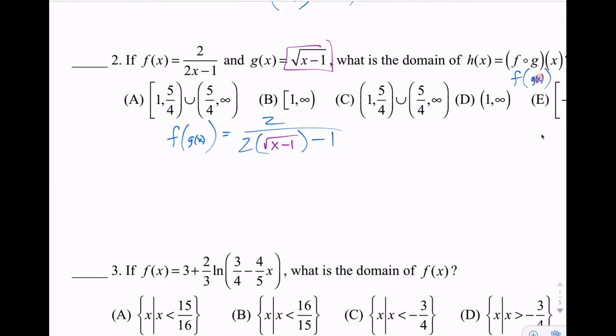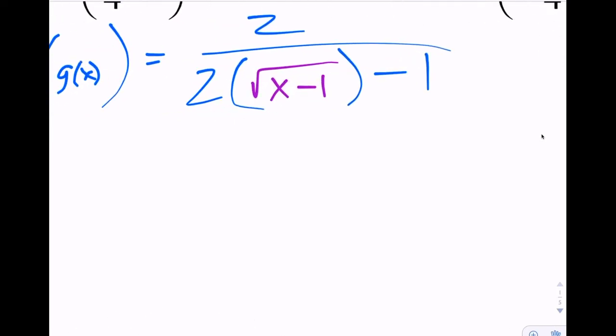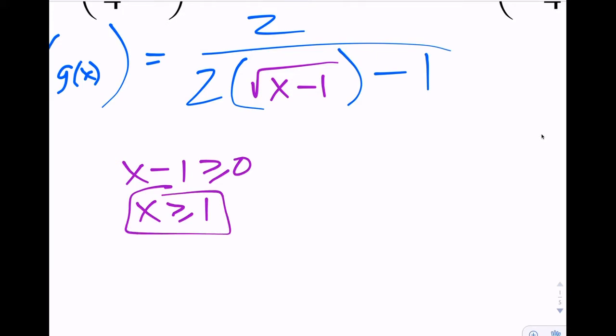Now we're looking for the domain. Should we simplify and then find the domain, or find the domain then simplify? Find the domain. That's right, because sometimes when you simplify, you change the domain. So now I know I have a radical. So I know that my radicand, x minus 1, has to be greater than or equal to 0. Yes? That means x has to be greater than or equal to 1. I didn't have to flip the inequality. So that's the demands of the radicand.